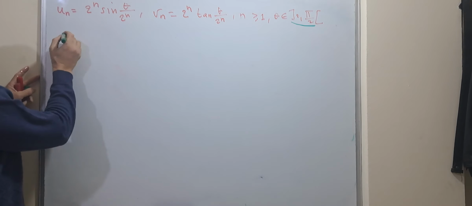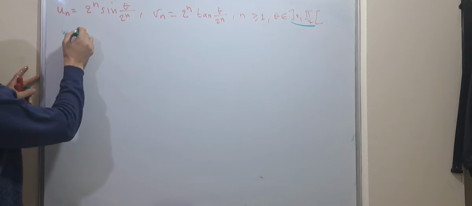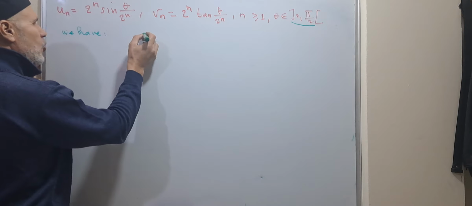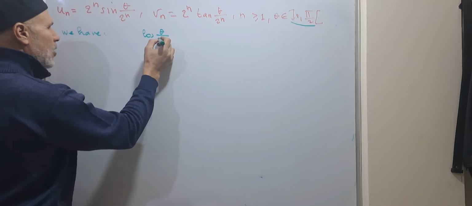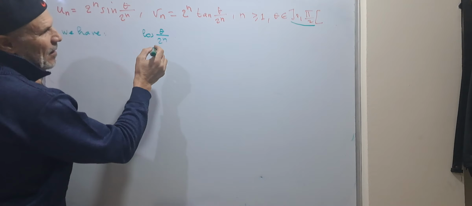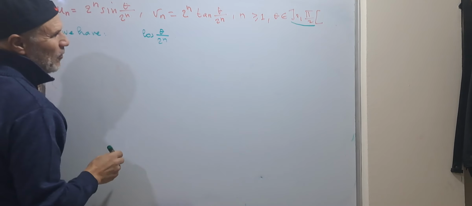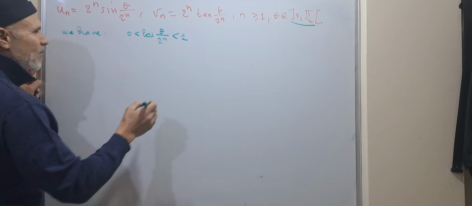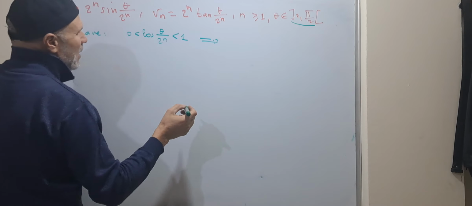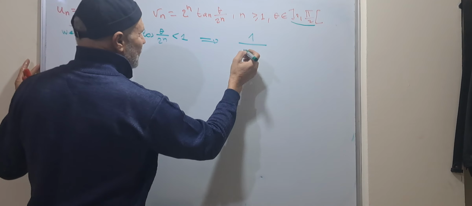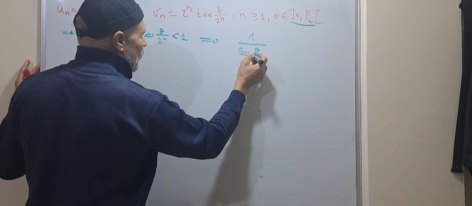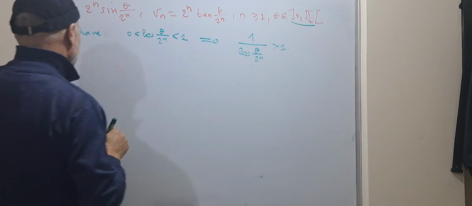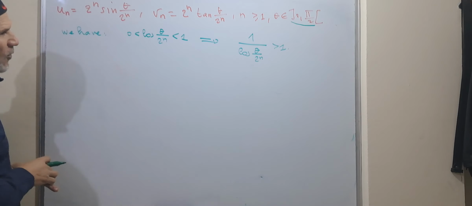So first of all, we have cosine theta over 2^n. Since theta belongs to (0, pi/2), this is strictly less than 1 and greater than 0. This implies that 1 over cosine theta over 2^n is strictly greater than 1. Very important, this first remark.